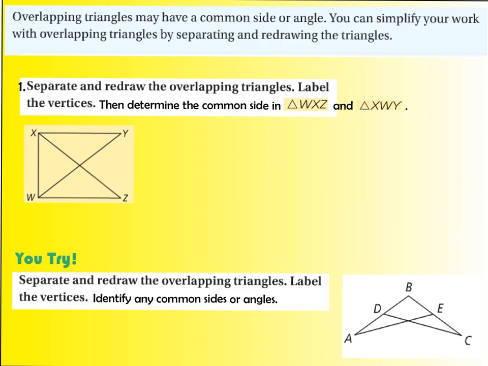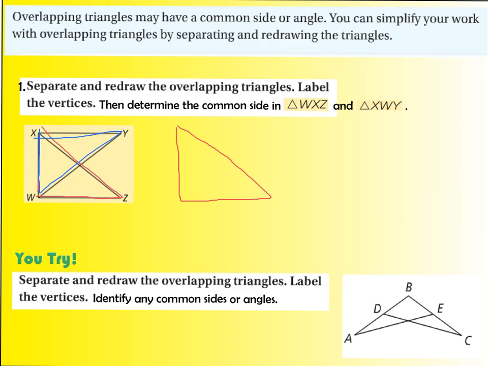Those are the two triangles that we are trying to determine the common side in. So when I separate them and redraw them, I'm trying to redraw WXZ. Oops, I already messed it up. WXZ would be this one, and XWY would be this one. So those are the two I want to separate. Separating it, and obviously I don't have a ruler or anything, so mine's not going to be perfect.